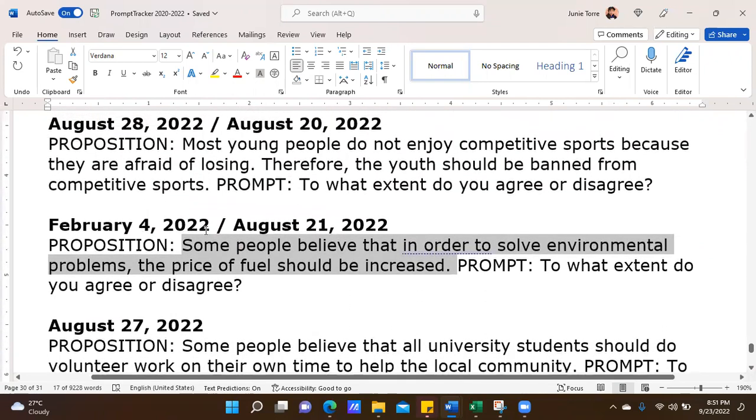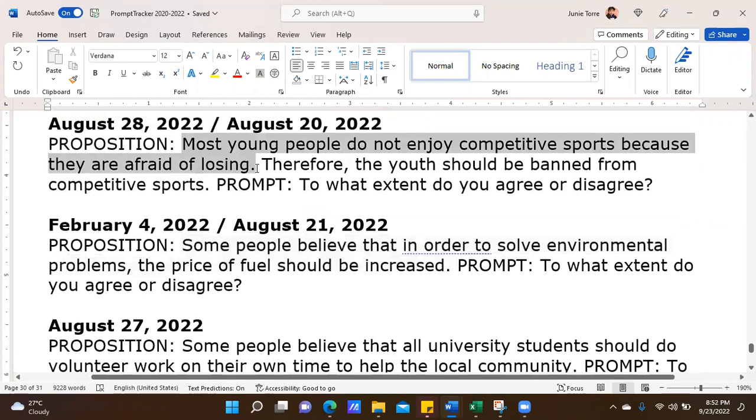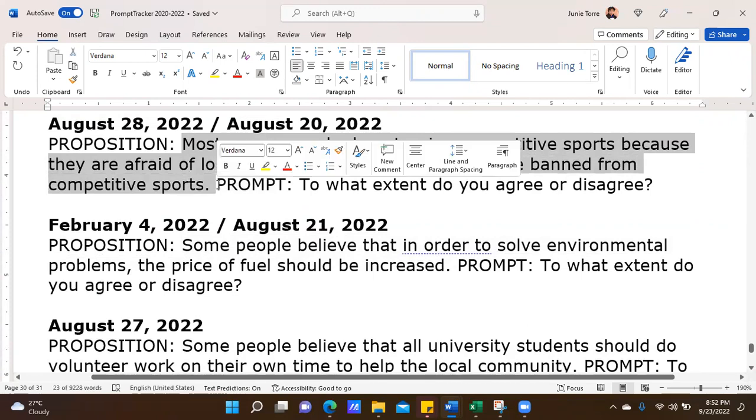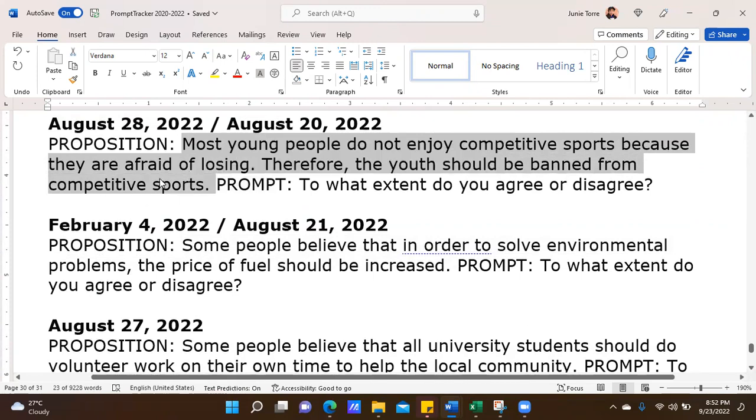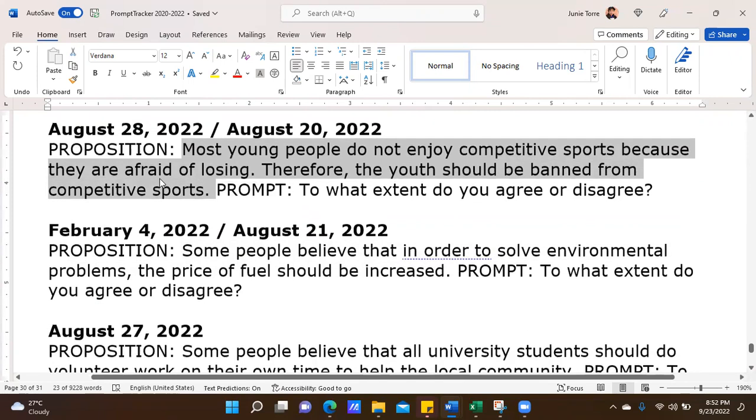Okay. Came out twice, oh. February this year, tsaka August this year. Ito cognitive rev ulit. Parang similar to the question earlier, no? Most young people do not enjoy competitive sports because they are afraid of losing. Thereby, the youth should be banned from competitive sports. Yung mundo ngayon, guys, is really driven by cooperation.